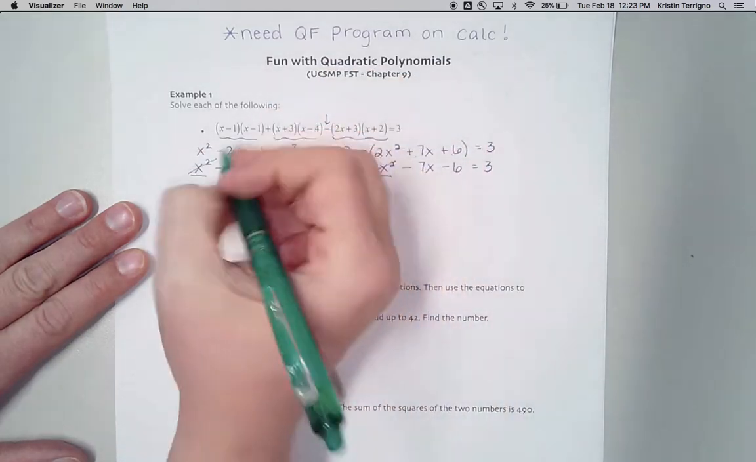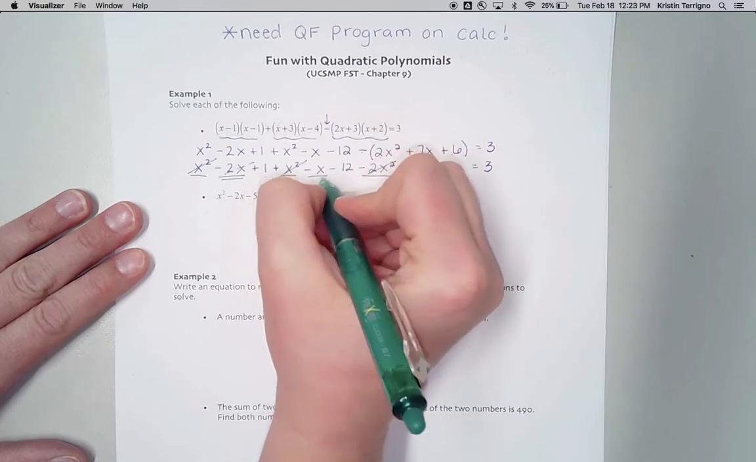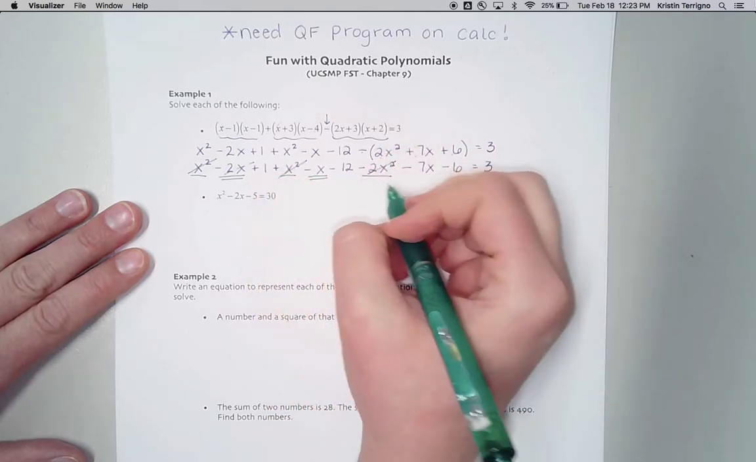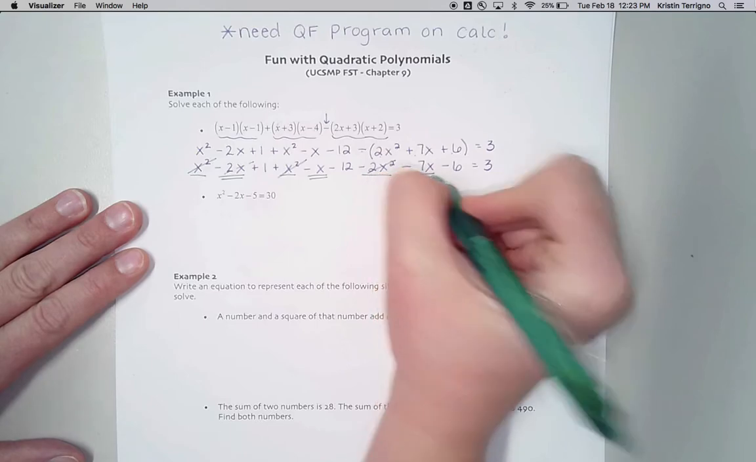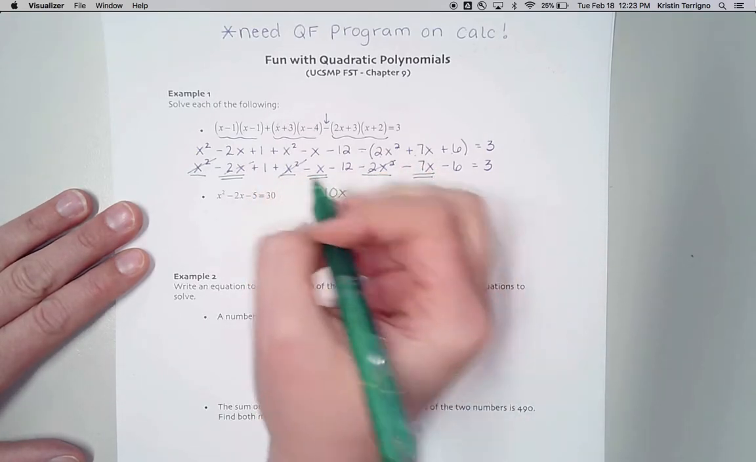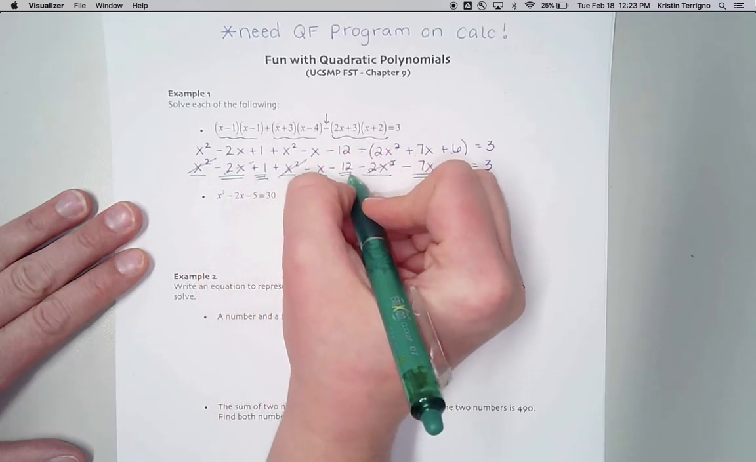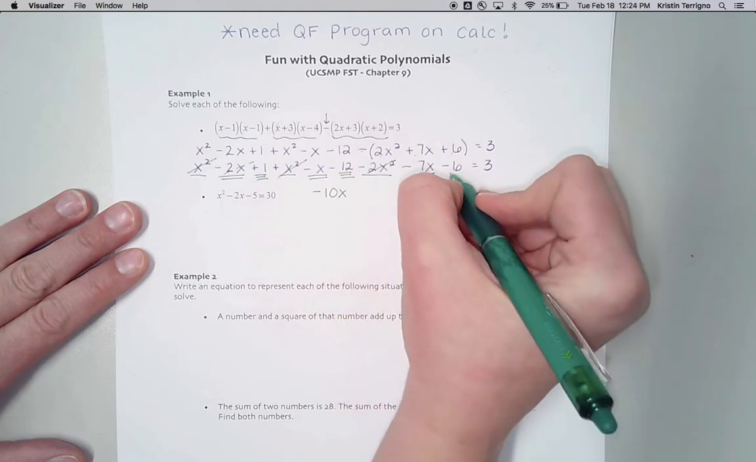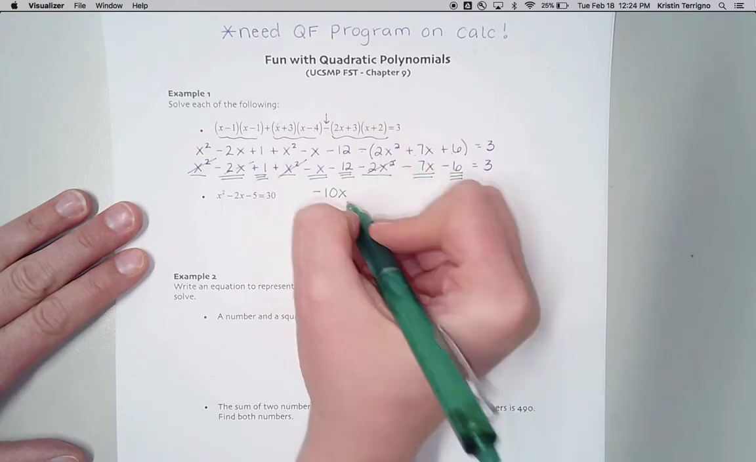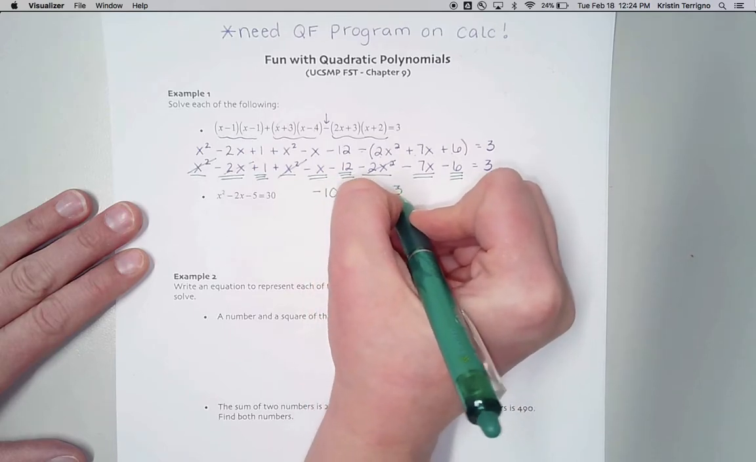Okay, then I have a negative 2x and a negative 1x, so that has me at negative 3x, and then minus a 7x, so far I'm at a negative 10x. And then I have a plus 1 and a minus 12, so that's negative 11, and then negative 11 minus 6 is negative 17, equals 3 on the other side.